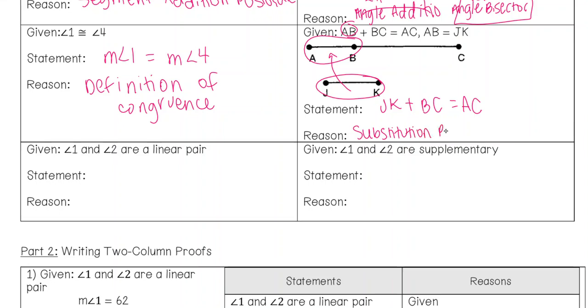And it's just like if you were to have a substitute at school. Somebody comes in for the teacher and replaces them, and it fills in that same position, right? So the number for JK would replace the number for AB, and it would still be equal.